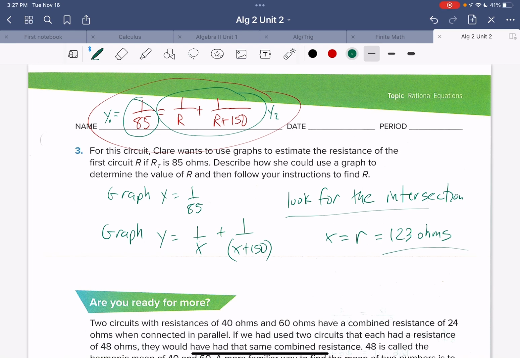The algebra way on that is pretty intense, and we'll get into some of that. But it just says for this circuit, she wants to, or I guess you could keep putting in x values until you kind of got something close to 1 over 185. You do guess and check too. Describe how she would graph to determine the value of R. So we graphed this first, which is a horizontal line. Graph this second, which is a curvy thing. And then you look for the intersection, which is about 123 ohms.